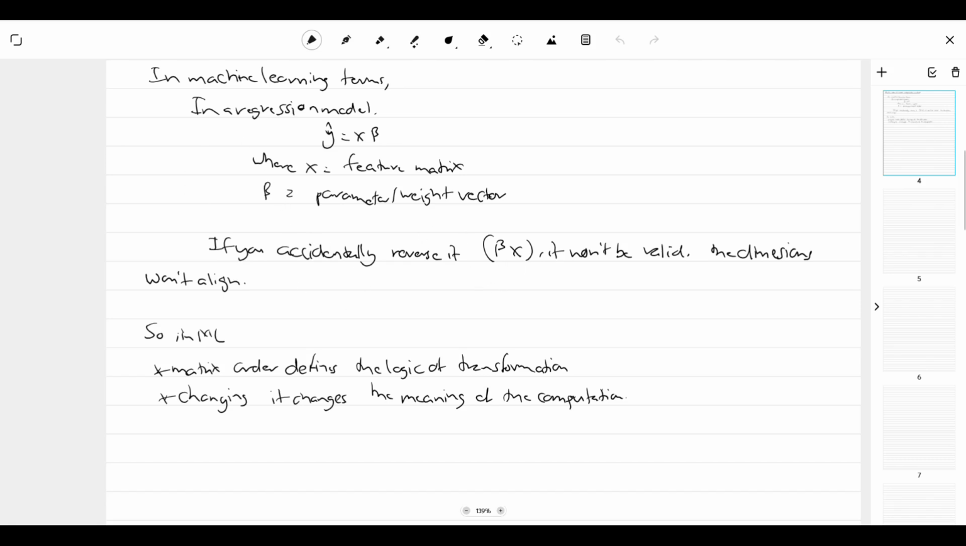So to sum it up, matrix multiplication represents geometric transformation. Rotation changes direction, scaling changes size, and shear changes shape. And the order of how you apply them changes the entire outcome. And that's the beauty of linear algebra. It gives us the language to describe transformations in data, geometry, and even machine learning models.